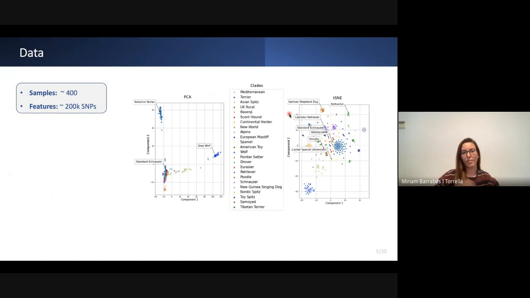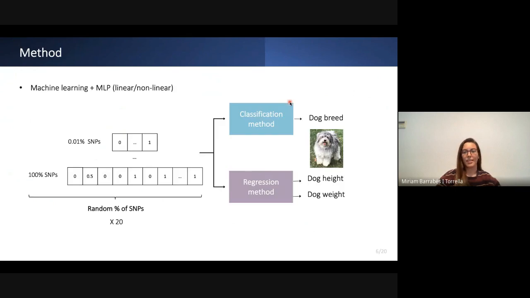So the data for this study consists of around 400 samples. Each sample is a dog DNA sequence with around 200 SNPs. And here you can have a look at the data with a PCA and t-SNE. And next I will talk about the methods.